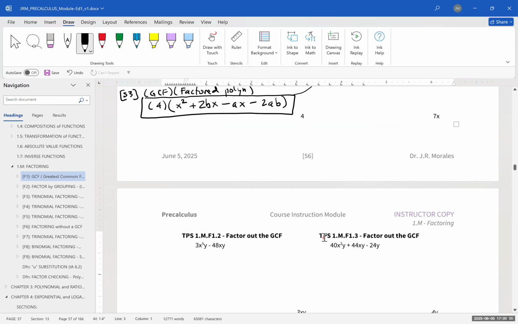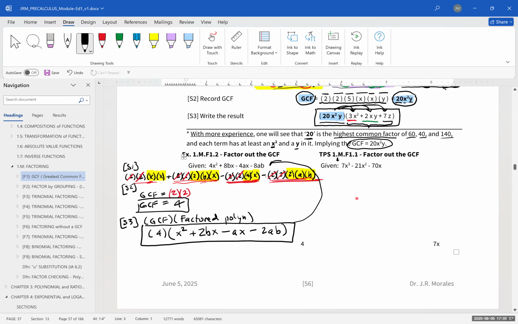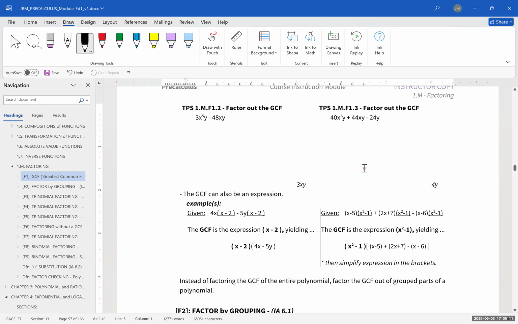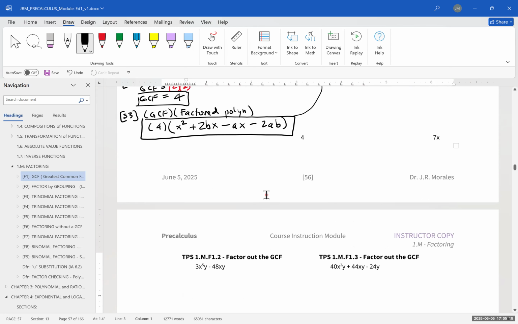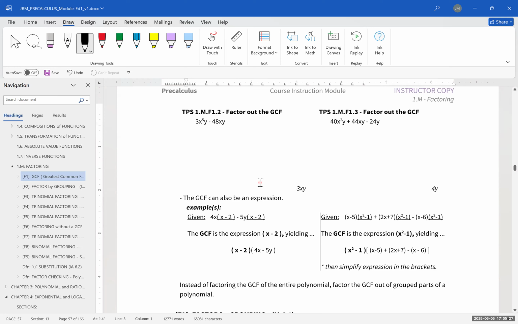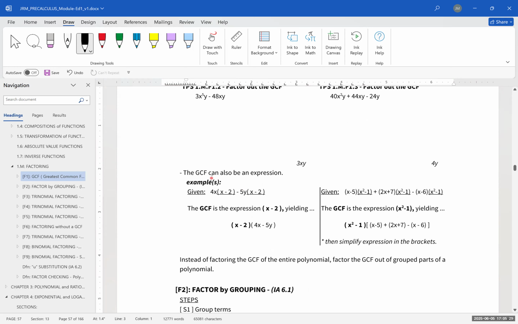All right. And I guess what we'll do is skip on down to the end here and show you that the greatest common factor can also be an expression. So an expression is going to be like 2 or more terms. Okay. So what do we mean by that?